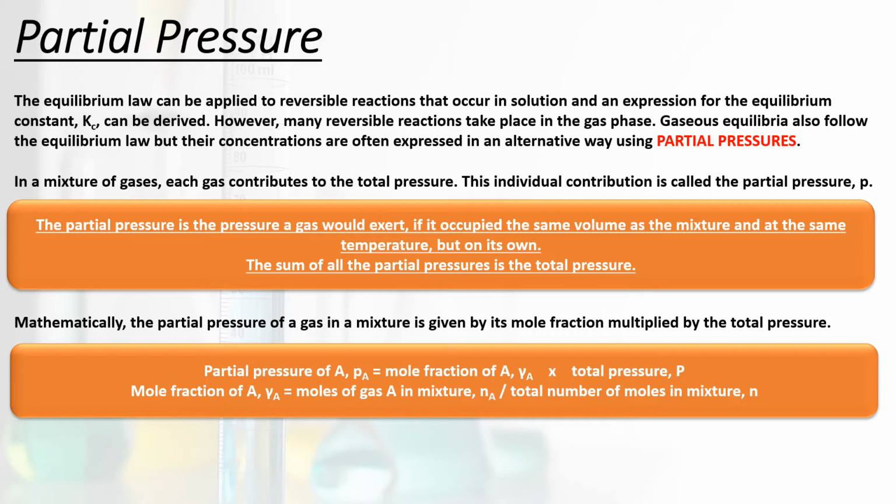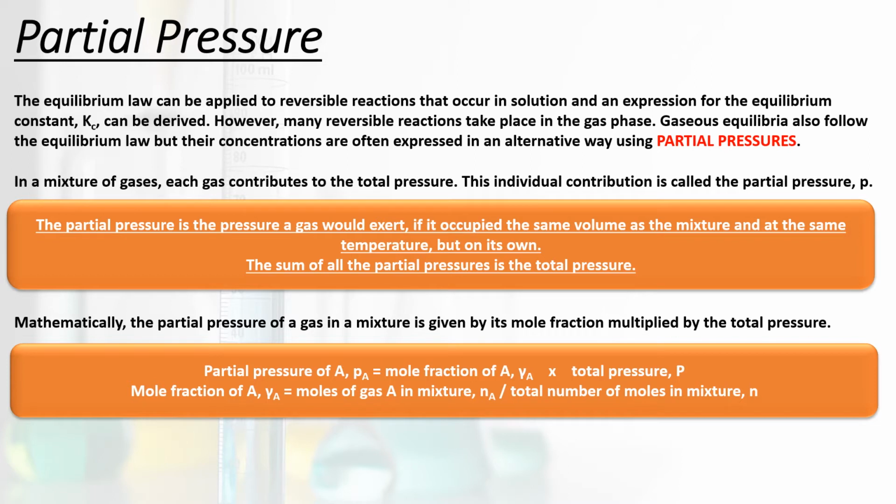You can imagine that's a much more logical way to do this, to express it as a pressure rather than as a concentration for a gaseous species. Now, if we have a mixture of gases, each gas will contribute to the total pressure. If I just have one single gas, the pressure is the pressure of that gas. But if I have a mixture of gases, each gas will individually contribute to the total pressure. The total pressure is simply a sum of the individual pressures.